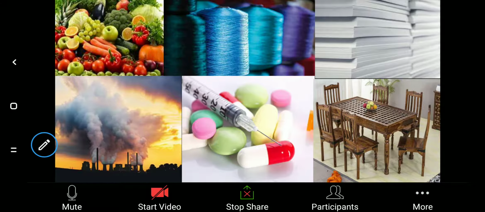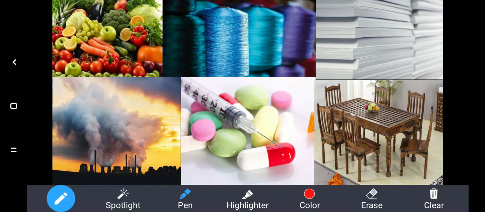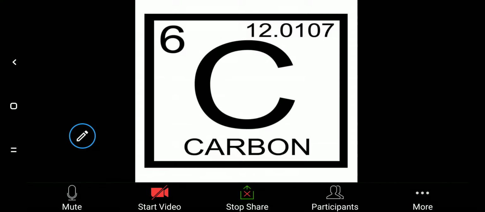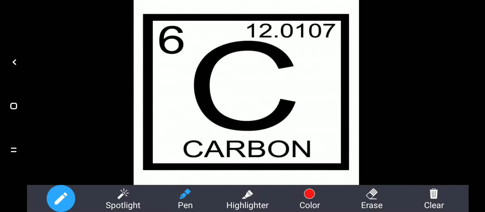All these things come into our day-to-day life. We need medicines on a regular basis, furniture, papers, without which we cannot do anything, fibers, vegetables, and fuels. All these things have one thing in common, which is called carbon. So it is a very important element, because of which it becomes necessary for us to study this element called carbon.